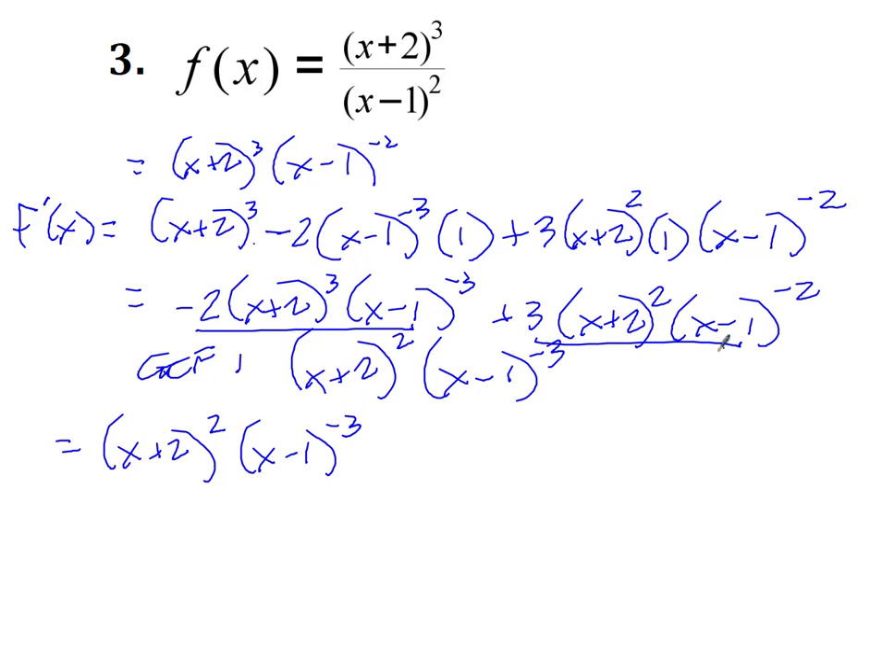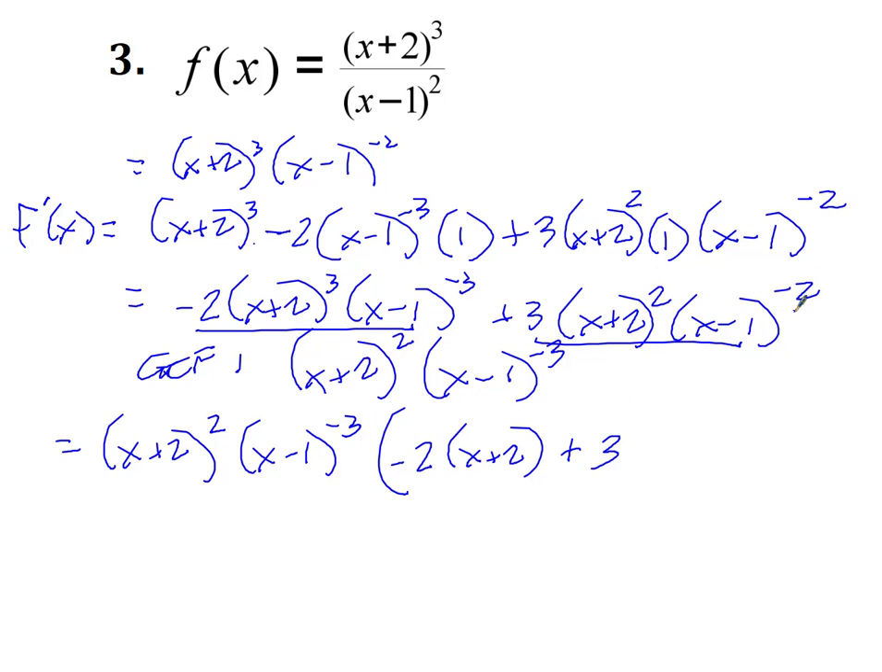Now I'm going to take each of these components and divide it by my greatest common factor. So there's no negative 2, so that goes right here. (X plus 2) cubed over (x plus 2) squared leaves me with an x plus 2. (X minus 1) to the negative third over (x minus 1) to the negative third cancel out. Plus 3 over nothing gives me 3, or 3 over 1 basically would be a 3. (X plus 2) squared over (x plus 2) squared cancel each other out. Now (x minus 1) to the negative second over (x minus 1) to the negative third.